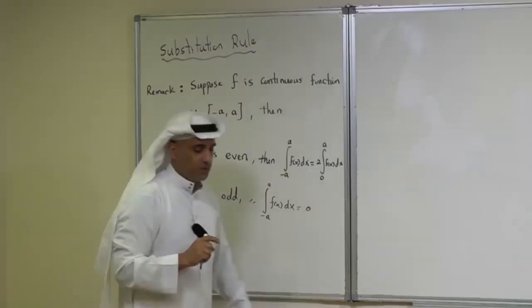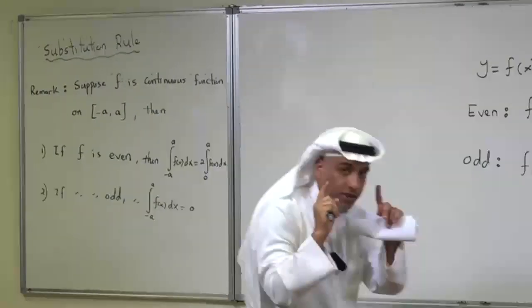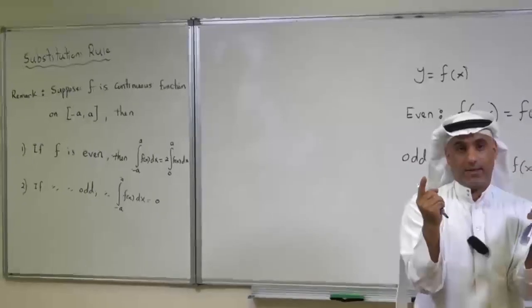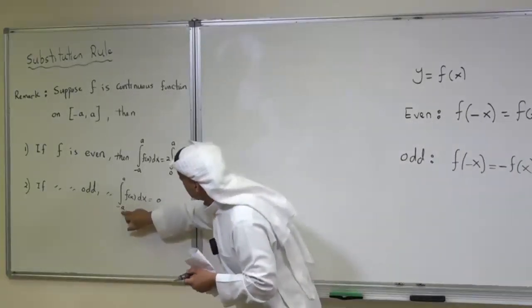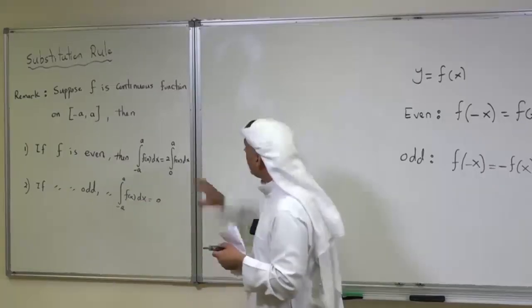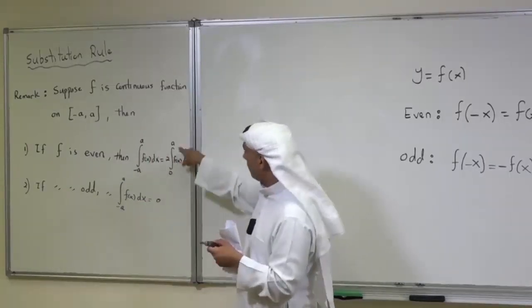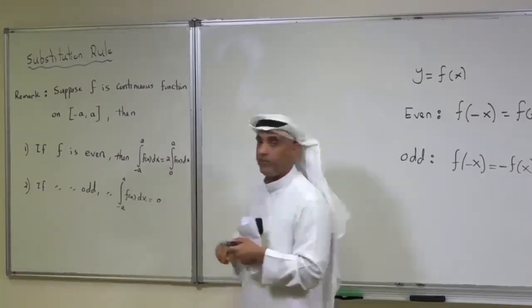I will prove these two parts. I need you to think about the meaning geometrically. Why is the integral from minus a to a of f of x dx equal to 0, and why is it equal to twice the integral from 0 to a of f of x dx?